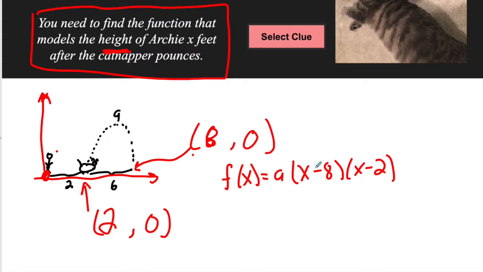You know that I have to have x minus 8 because when I plug in 8, for 8 feet ahead of where he started, I have to have 0 on the ground. When I plug in 2, before he pounces, I'm also on the ground. So 2 has to also go with 0. Okay? So now I need to know what is A. To figure that out, I need another point, another XY combo.